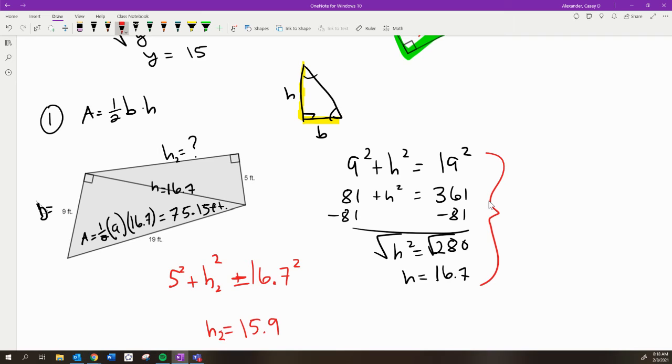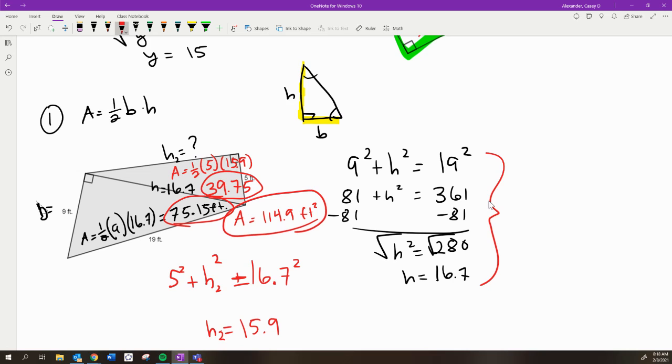And so then you would just find this area by doing 1/2 times the base, which is 5, times the height, which is 15.9. And I believe you get 39.75. And you add these two things together to find the full area, and the area was 114.9 or so square feet. So you had to use the Pythagorean theorem twice to find two different heights, and then you had to use those heights to find the areas.